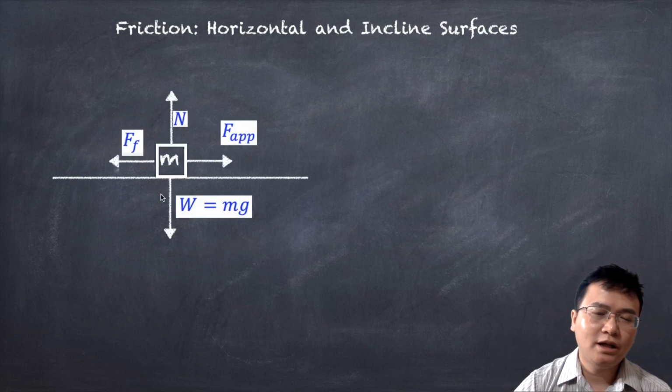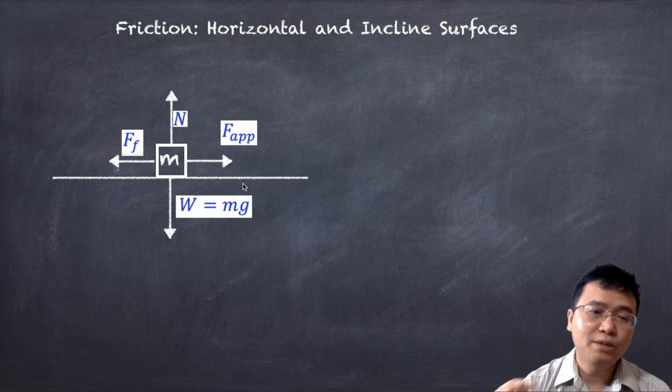So we have an object moving at a constant velocity on this horizontal surface. Because it's moving at a constant velocity, the net force on it is balanced. So we have the weight, which is the force of gravity, equal to mg, and the normal force, because without the normal force, this object will accelerate through the surface.